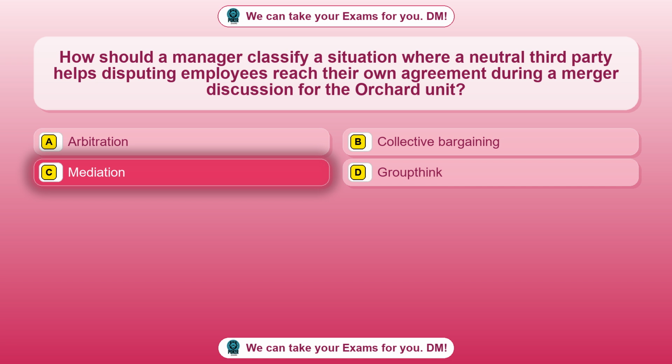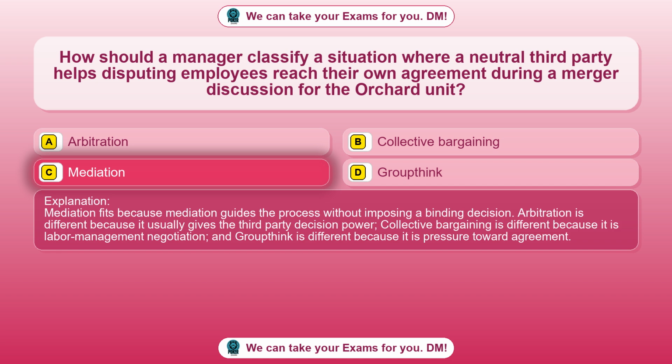Mediation. Mediation fits because mediation guides the process without imposing a binding decision. Arbitration is different because it usually gives the third-party decision power. Collective bargaining is different because it is labor management negotiation, and groupthink is different because it is pressure toward agreement.